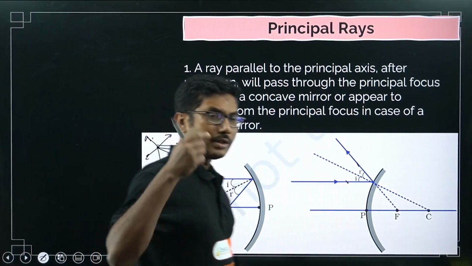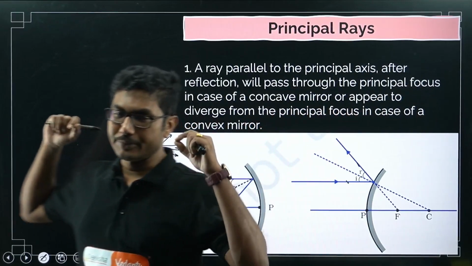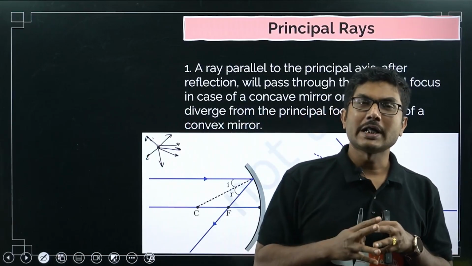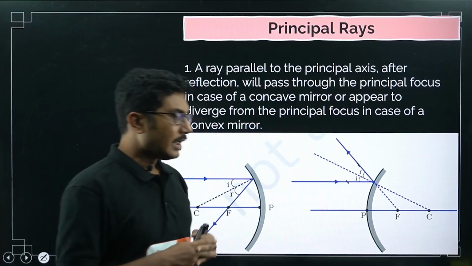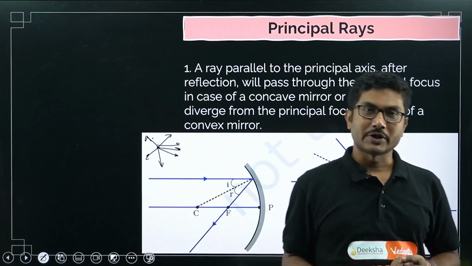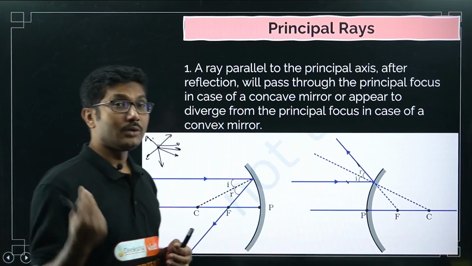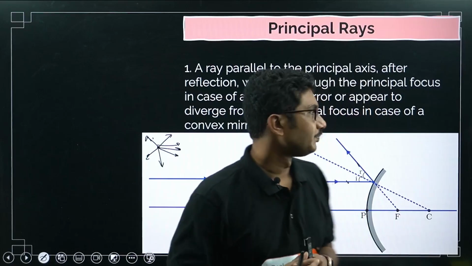Now, the law of reflection is valid for all types of surfaces, maybe a plane mirror, maybe a spherical mirror. For all types of objects the law of reflection is valid. That you have to remember. Even for non-uniform surfaces, the law of reflection is still valid. The reflection may not be regular, it will be diffused reflection, but still the law of reflection is valid.